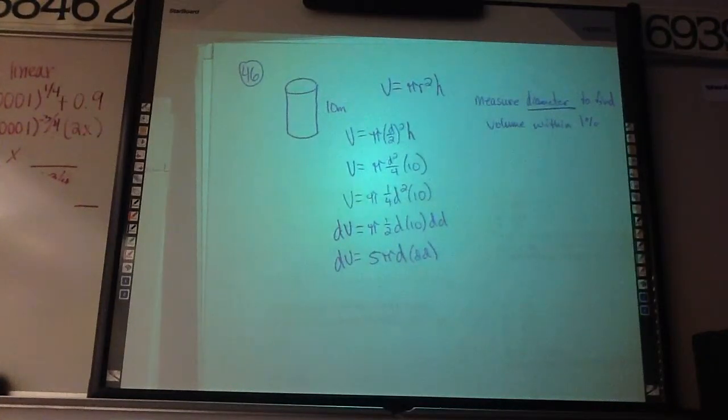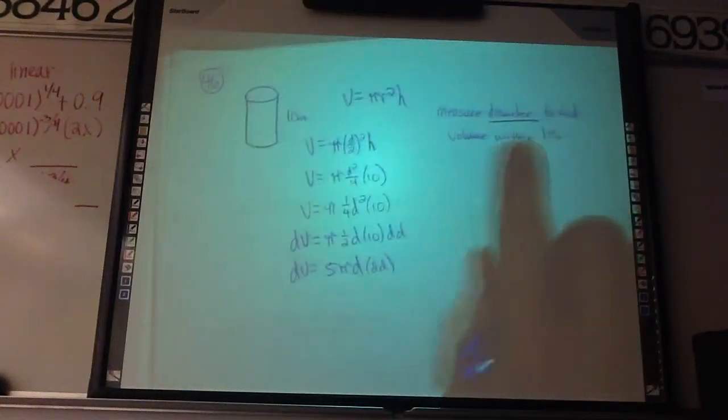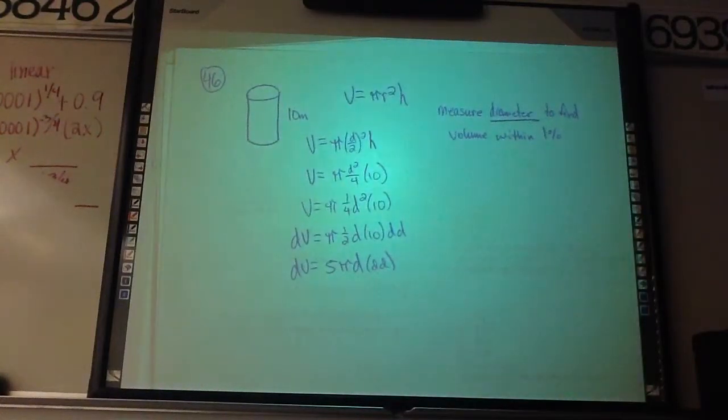What if you don't know what your diameter is? We don't. That's true. But we want to measure the diameter to find the volume within 1%. Okay, so this is where it gets weird. When it says we're going to find the volume within 1%, what does that mean? Then the volume would only be 1% off.